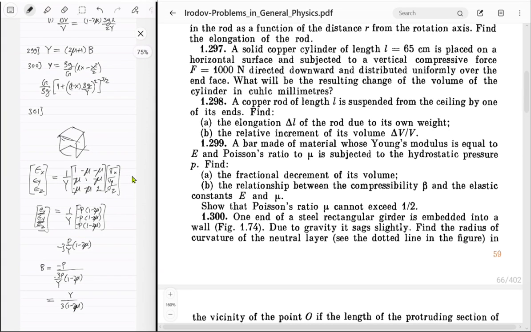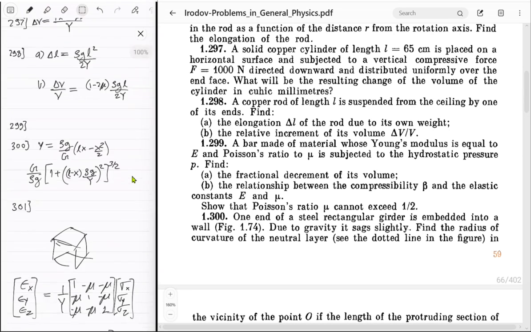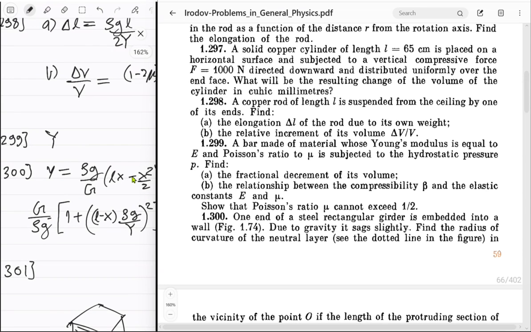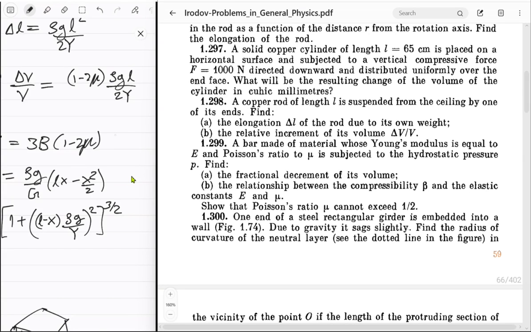So this is wrong. It's not correct. Instead, you should have this relation. Young's modulus is just equal to 3 times the bulk modulus times 1 minus 2 mu.